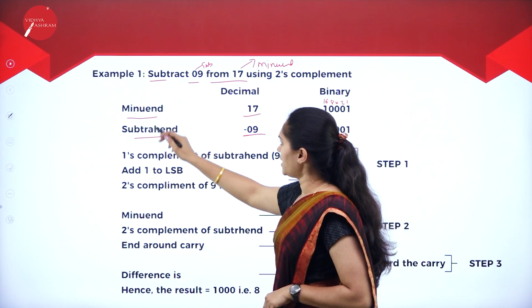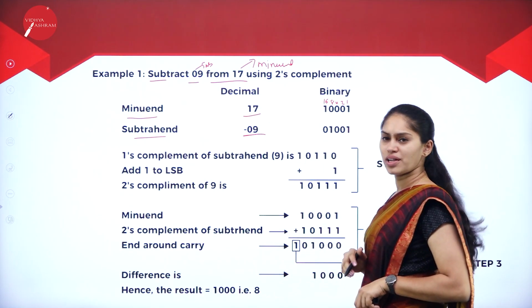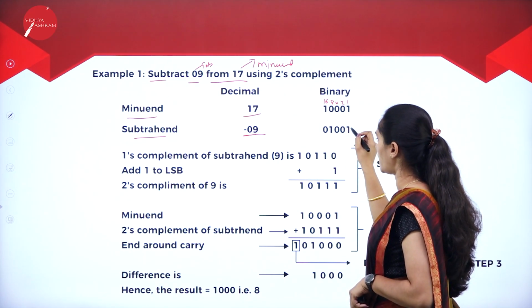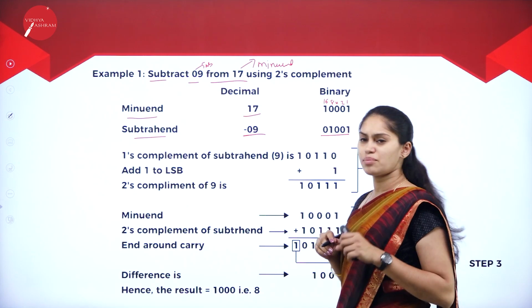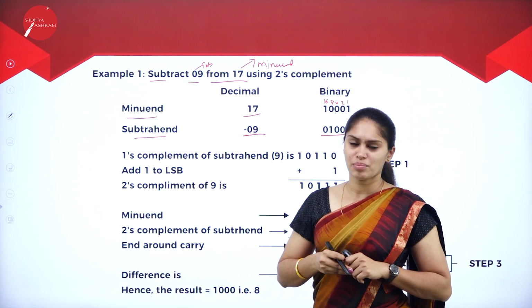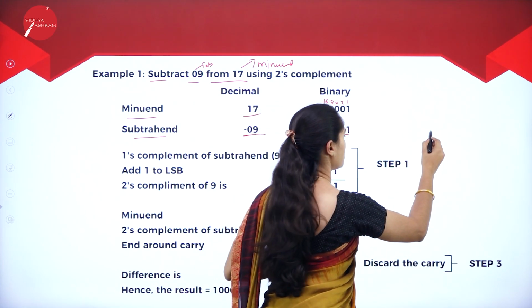Next, the subtrahend is 9. How are we going to get 9? By adding 8 and 1, we get 9. So that is 0, 1, 0, 0, 1. Okay. This will be my subtrahend value. I have to find the twos complement of the subtrahend. Right. So we'll do that now. First is what?